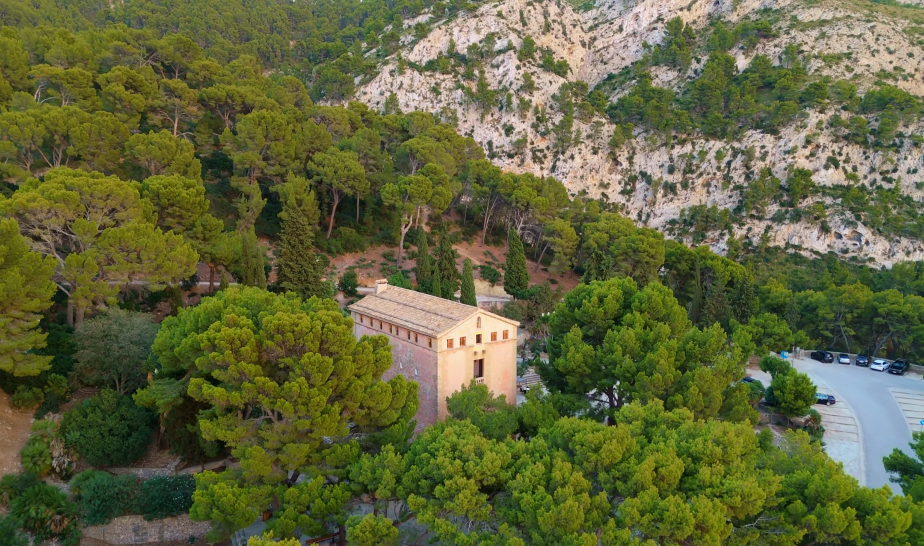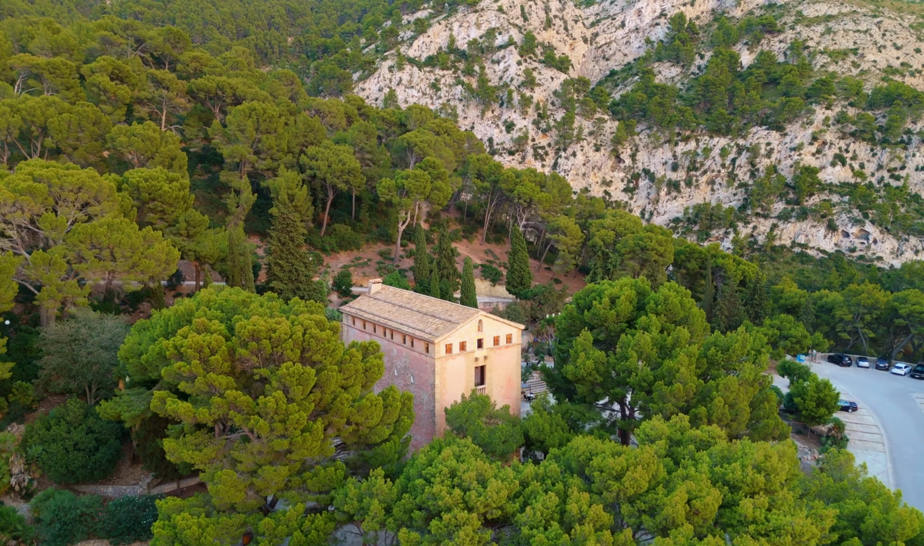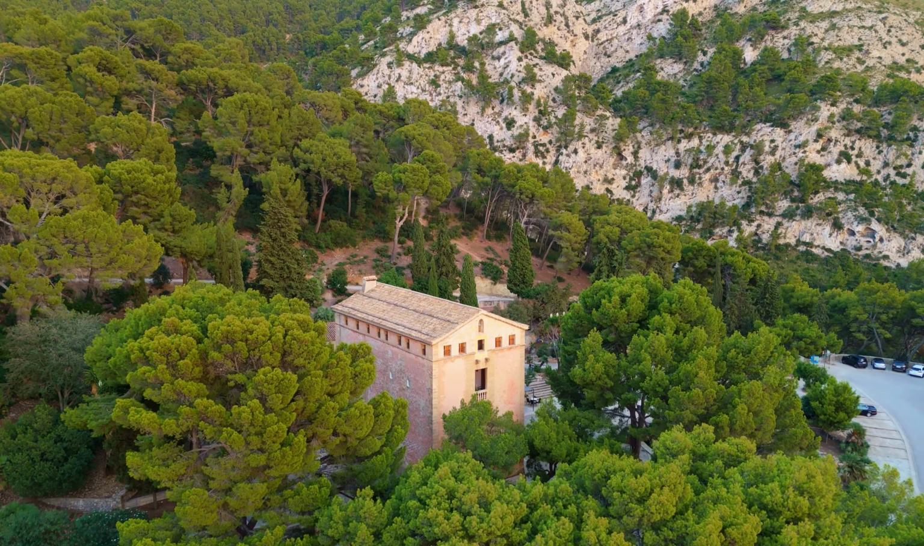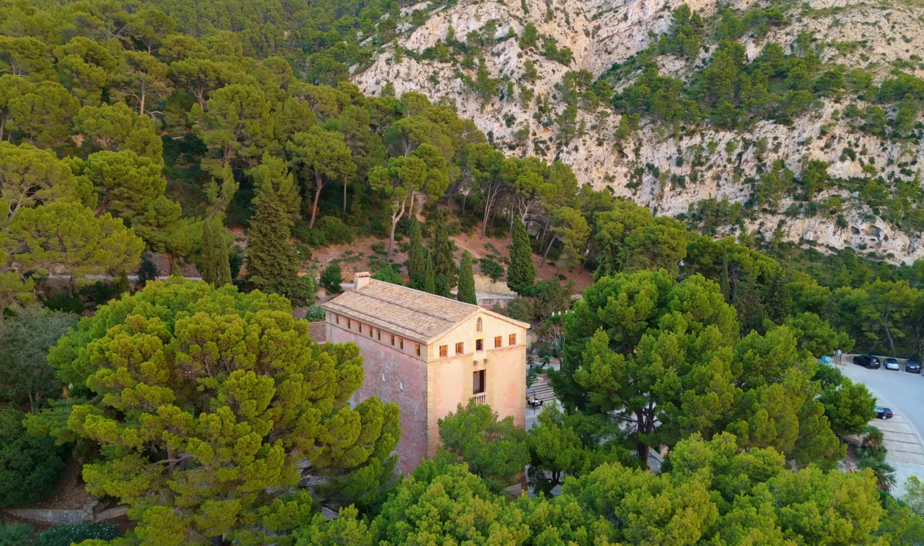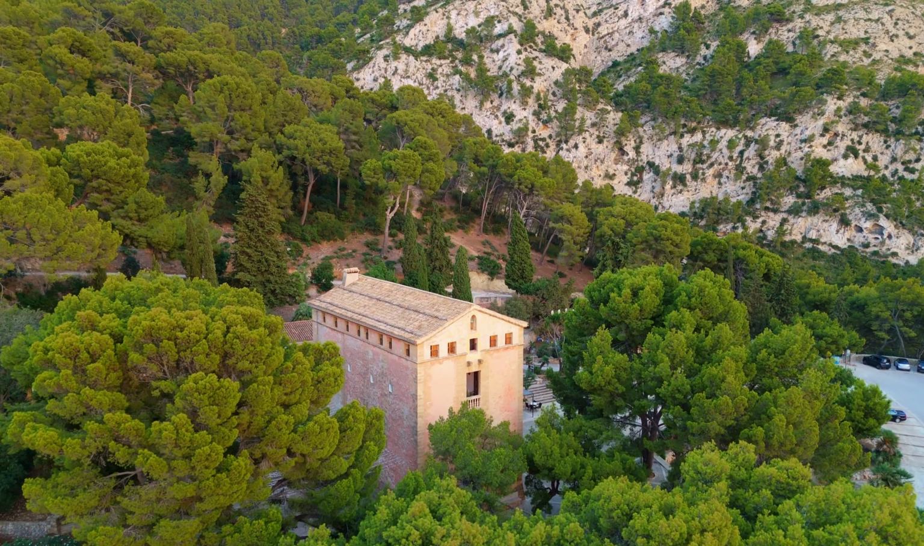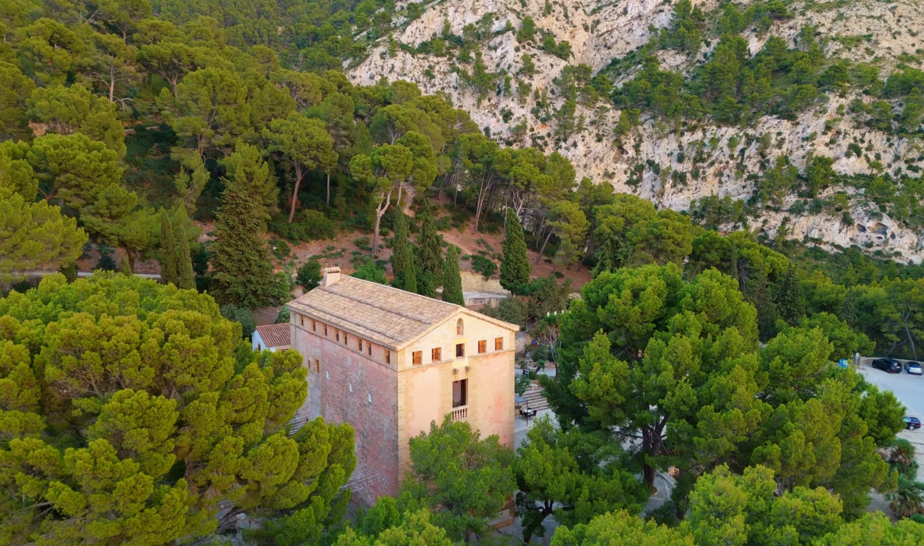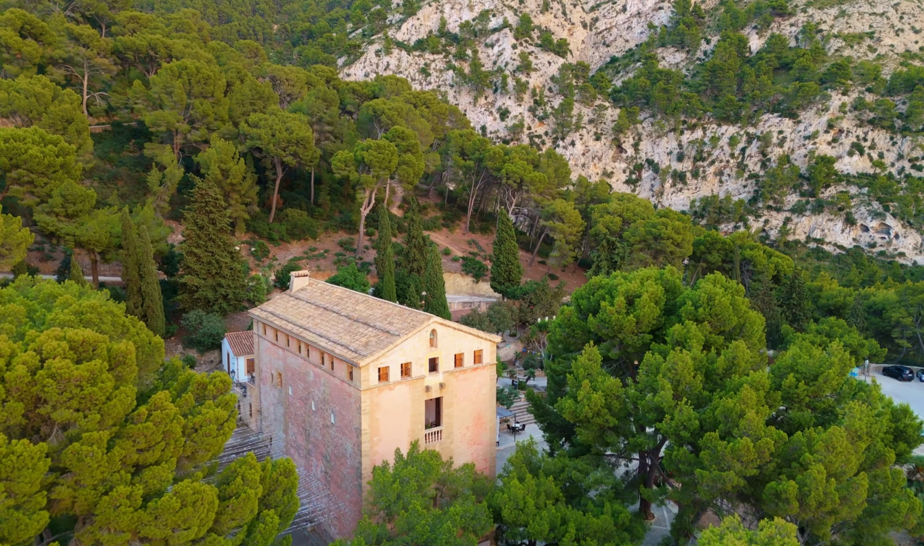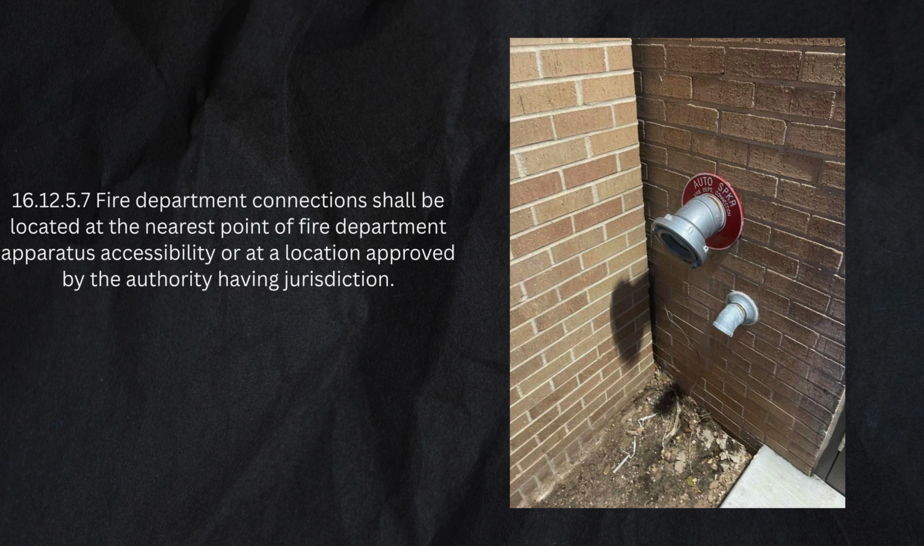Buildings located in remote areas that are inaccessible for fire department support. Large capacity deluge systems exceeding the pumping capacity of the fire department. Single-story buildings not exceeding 2,000 square feet in area. Fire department connections shall be located at the nearest point of fire department apparatus accessibility or at a location approved by the authority having jurisdiction.